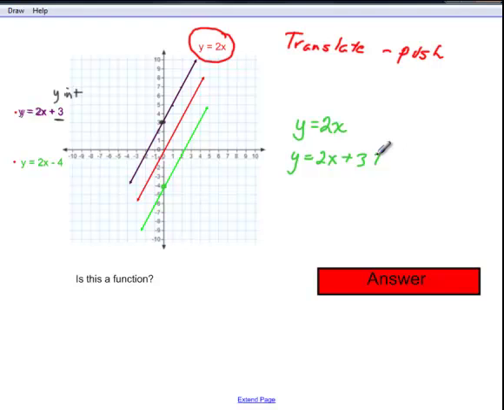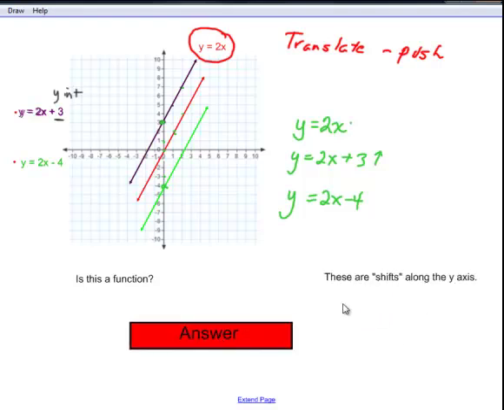So all the points were just translated up 3. See, this point went up 3. 1, 2, 3. And so did every other point. And it went up on the y-axis. And then y equals 2x minus 4 is also a baby. And this baby went down 1, 2, 3, 4 from mama. All right, so what we had here was these are shifts along the y-axis.